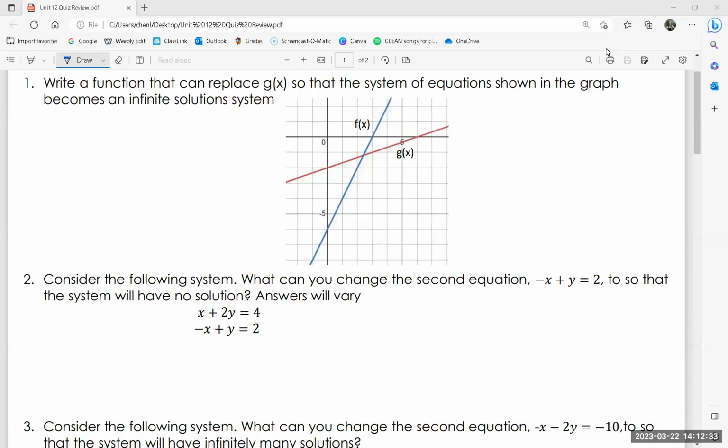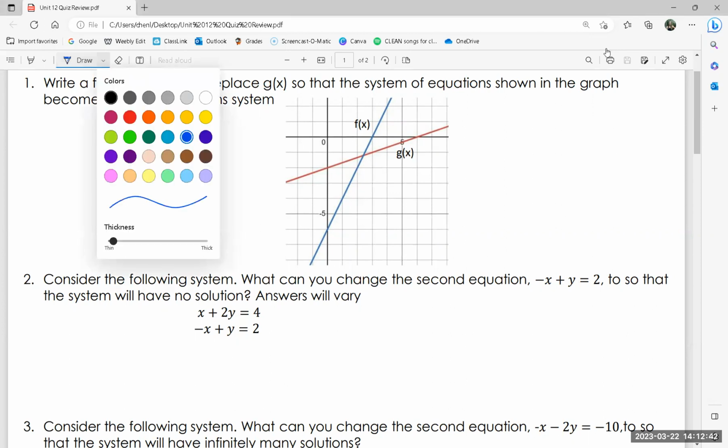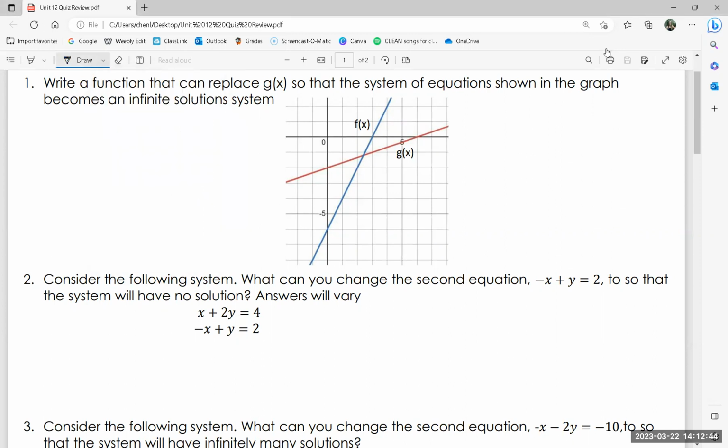Okay, and number one, write a function that can replace g of x so that the system of equations shown in the graph becomes an infinite solution system. So the first thing I need to do is identify what each of these equations are.